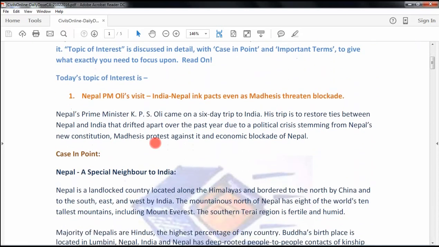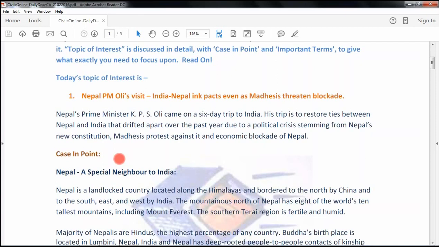So Nepal's Prime Minister KPS Oli came on a 6-day trip to India, and his trip is to restore ties between Nepal and India that drifted apart over the past year due to political crisis stemming from Nepal's new constitution, and then Madheshi protests against it and economic blockade of Nepal. So this is the current issue.